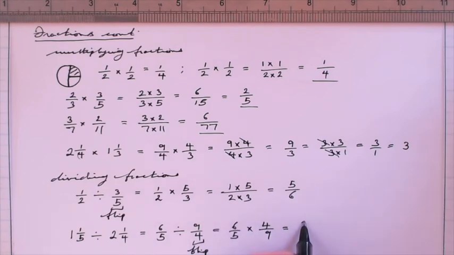We have 6 times 4 is 24, and we have 5 times 9 is 45. This can be simplified. We can recognize that we have a common factor of 3. We could see that here, that 6 is 3 times 2 and 9 is 3 times 3. So let me just write that here, that 24 can be written as 3 times 8. 45 can be written as 3 times 15. Those common factors can be eliminated, and we have 8/15.